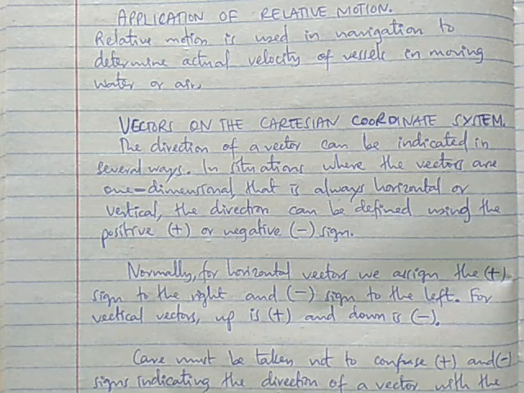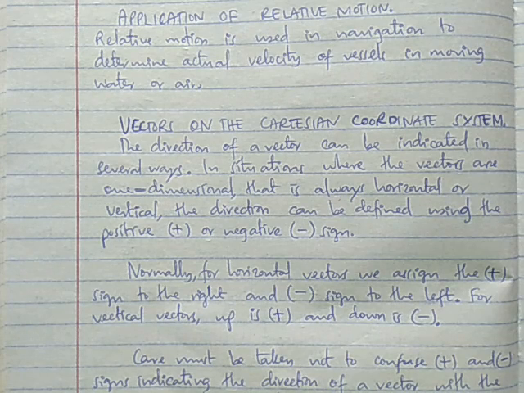In the previous session, we ended our discussion on the application of relative motion, and we discussed a numerical question. So today we are going to continue with our discussion in the topic of application of vectors. And today we are going to discuss vectors on a Cartesian coordinate system.